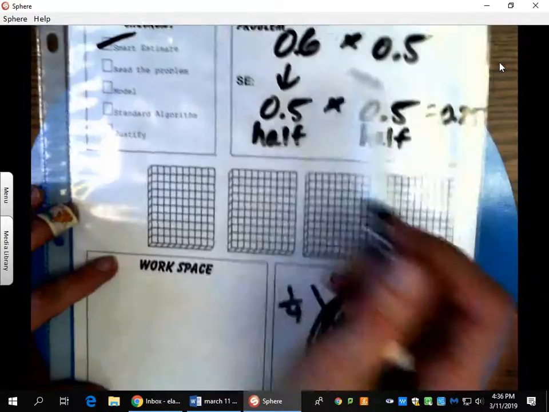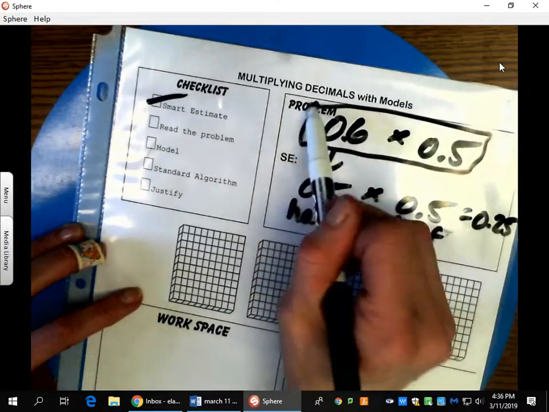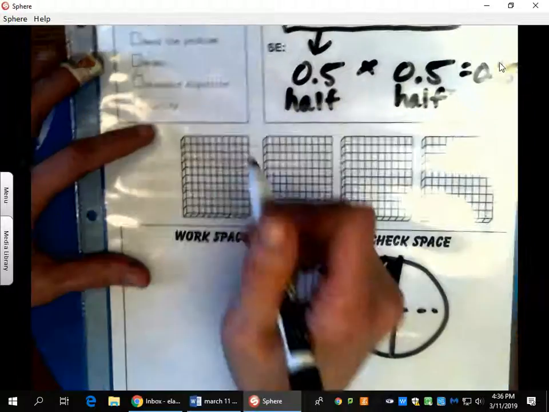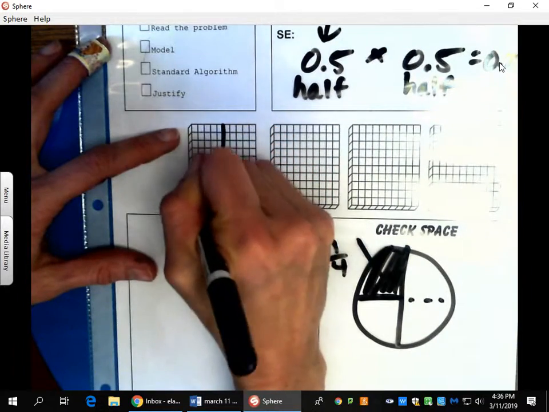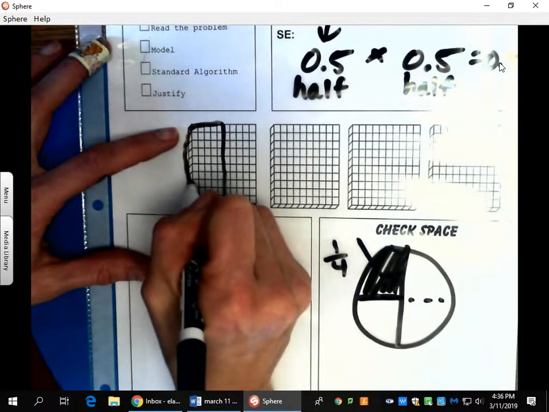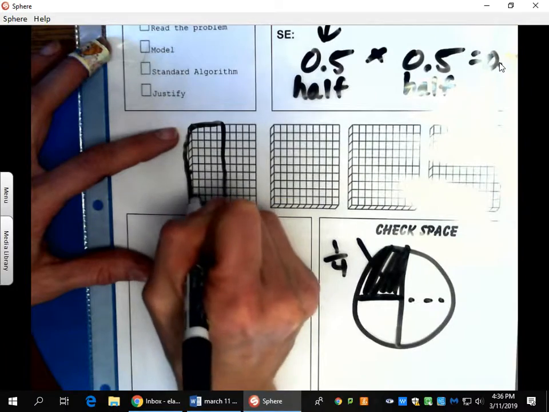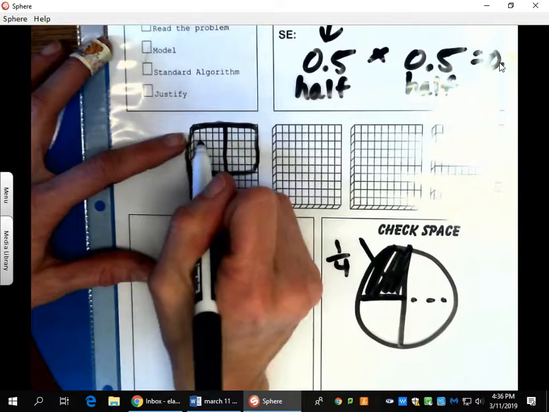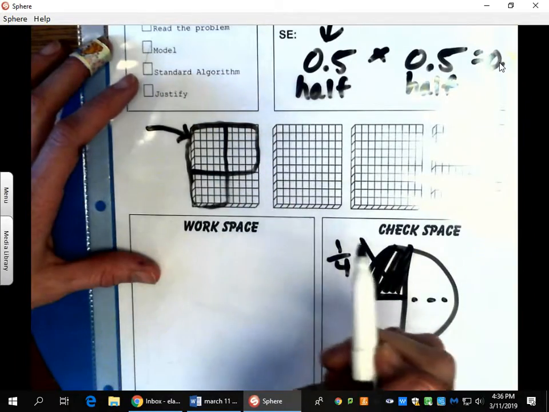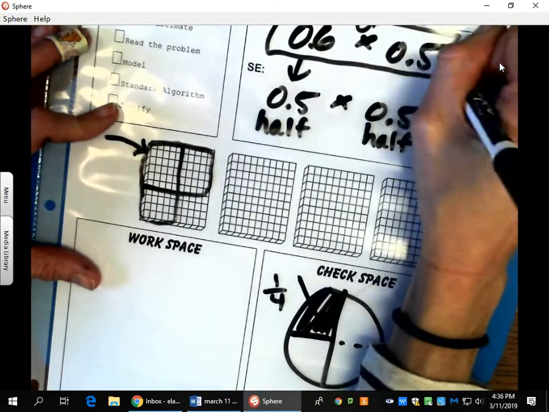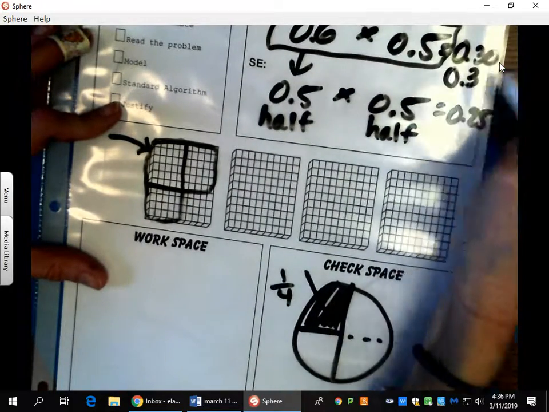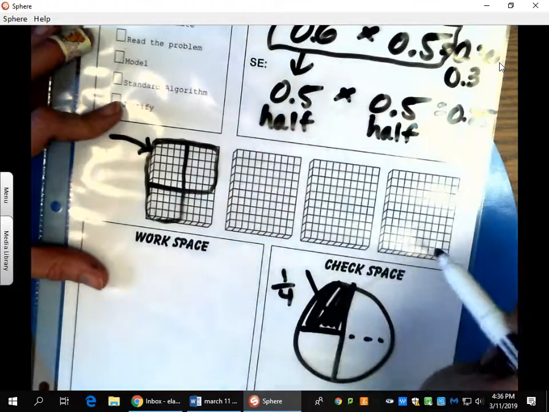Okay, reading the problem. So now back to the real problem. 6/10 of 5/10. Okay, so I have 5/10, and I'm doing 6/10 of the 5/10. So my answer is this overlap, which ends up being, if you count it, 30 hundredths. Or another way to say 30 hundredths is just 3/10. 30 hundredths is the same as 3/10.